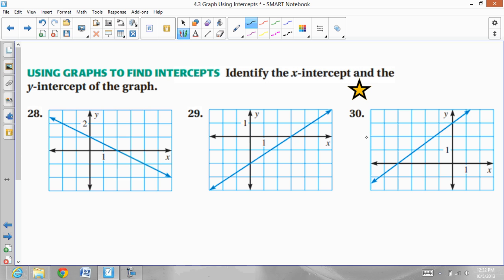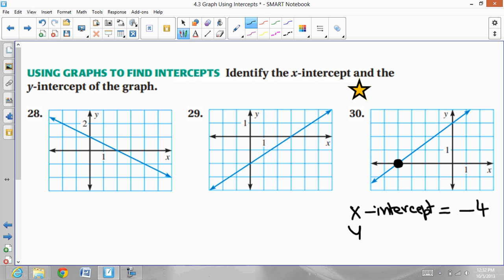Focus on question number 30. This is a straightforward question. You are given a graph, and they are asking you to identify the x-intercept and the y-intercept. If you look at the graph, the x-intercept is where the graph crosses the x-axis. So this is your x-intercept. By looking at the graph, it is going to be -1, -2, -3, -4.